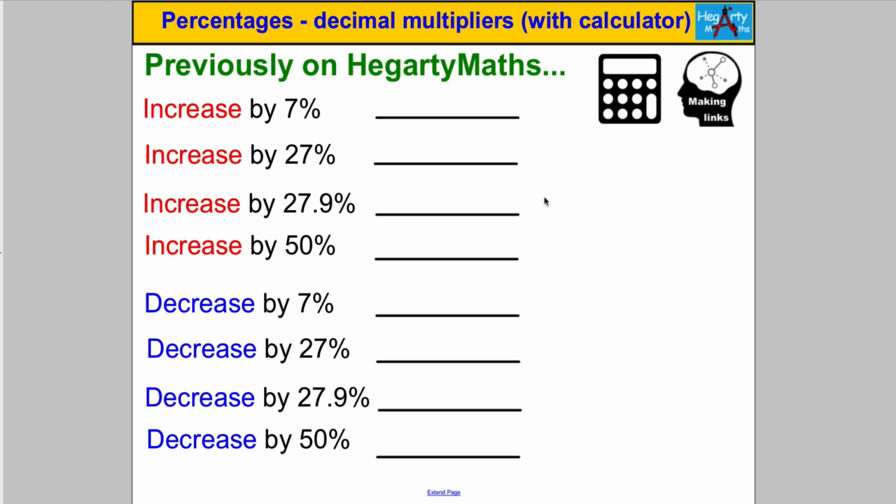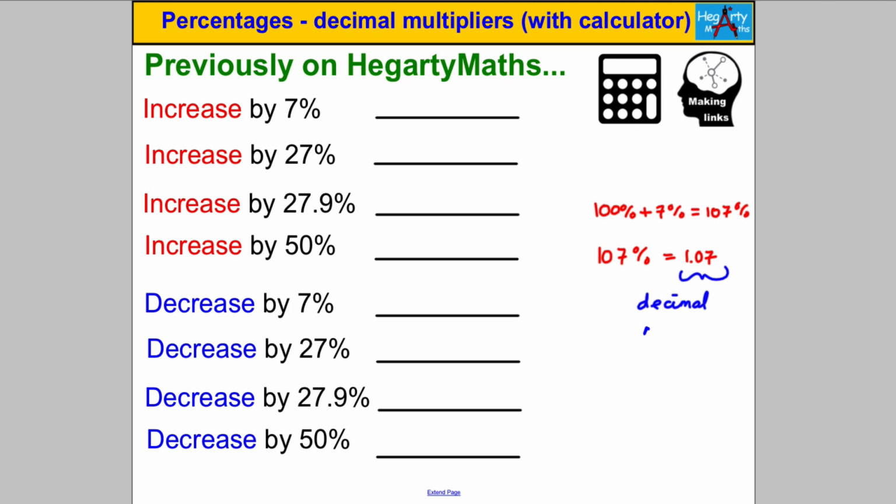And do you remember what we said? Well, let's just take this example. To increase something by 7%, we said, well, you always start with 100%. If you increase something by 7%, at the end of that increase, you will have 107%. So the equivalent question to increase an amount by 7% would be to work out 107% of an amount. And we said the decimal for 107% is 1.07. And this here is called the decimal multiplier.